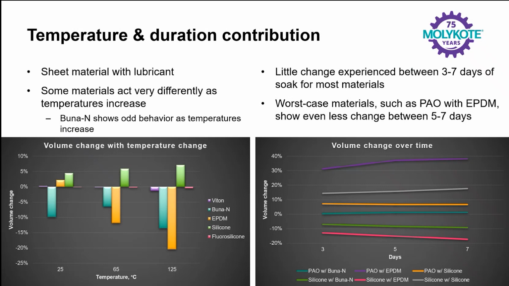And then we did a short duration test, 3, 5, and 7 days, where we evaluated volume swell after soaking the material. The worst case materials, such as PAO with EPDM, showed less change between 5 and 7 days. Some of these remain very flat from 3 to 7 days, and then there's others that could continuously trend upward or downward over time, moving past that 7-day mark. So some of the materials seem to stabilize very quickly, while others we haven't tested out that far to see how much they change.